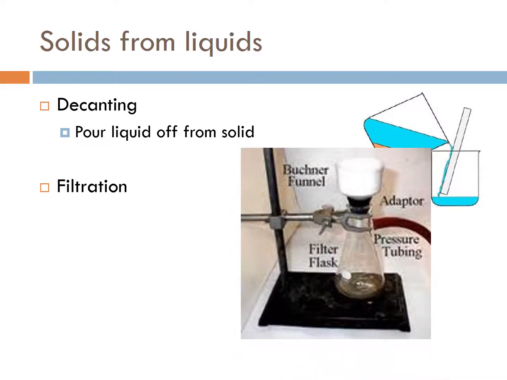Filtration you did before. You used a funnel. It's called a Hirsch funnel, or a Buchner funnel, and you use a vacuum to remove the pressure, and you got the liquid all the way on the bottom and the solid on top.